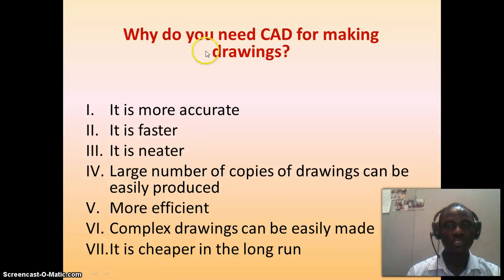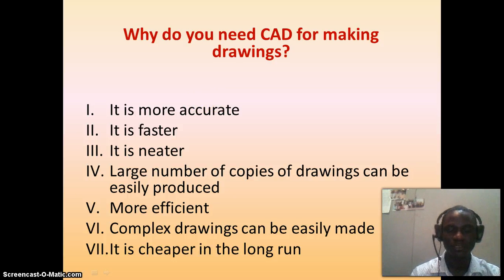Now, why do we need AutoCAD or CAD for making drawings? It is more accurate. If you are using drawing board, using pencil, eraser, drawing set, compass, you cannot be as accurate as using CAD, because using computer to make your drawings will give you more accurate drawing. It is faster. Initially, when you are learning, you might think it is slow, but as you become a master, as you have a thorough grasp of this software, you will discover that it is faster than manual drawing.